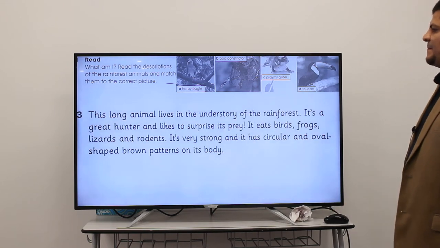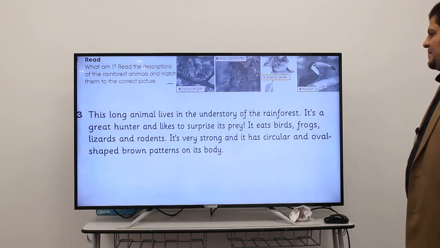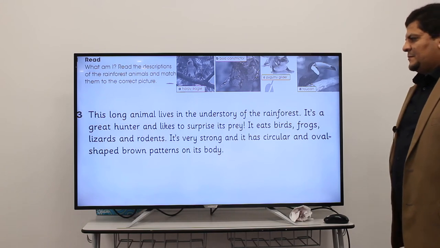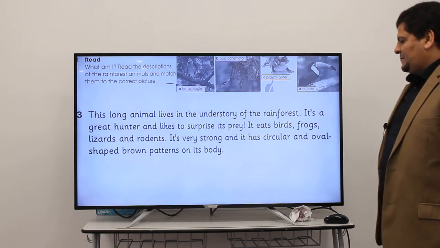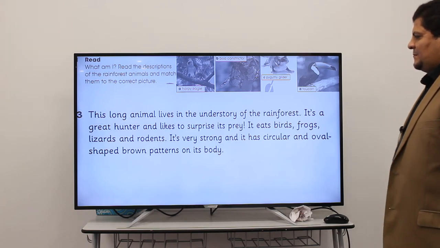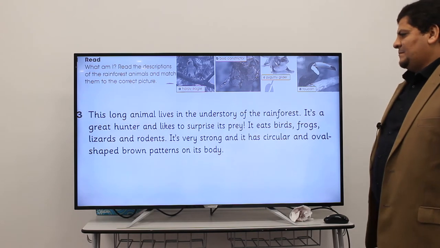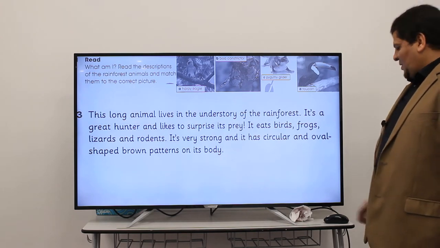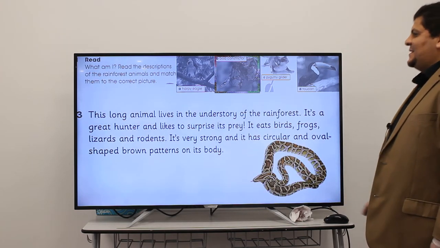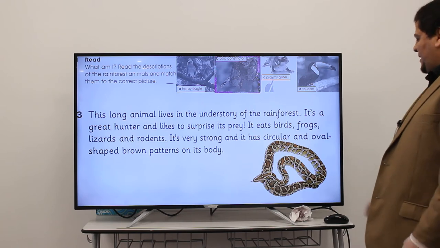Three, this long animal lives in the understory of the rainforest. It's a great hunter and likes to surprise its prey. It eats birds, frogs, lizards, and rodents. It's very strong and it has circular and oval-shaped brown patterns on its body. Which one is that? Yes, it's the boa constrictor.